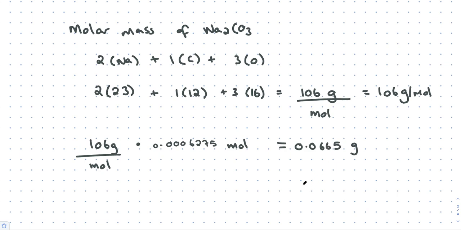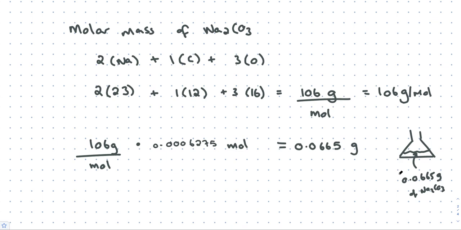So 0.0665 grams. That tells me that in the sample that we have in our conical flask, when I had the reaction inside the conical flask here, when it got to the point of completion, there was 0.0665 grams of Na2CO3.